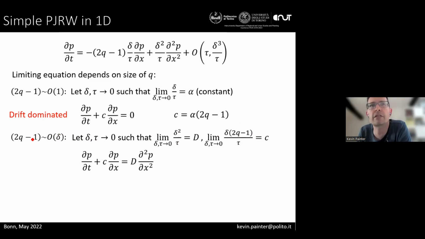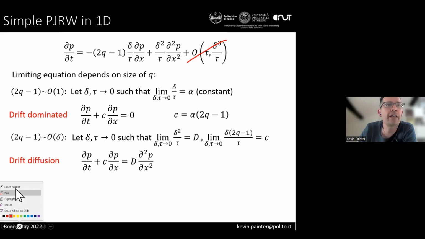Because we've got that 2q minus 1 is of order delta, these are both going to be a similar order. These will all disappear as before. And then in this sort of limit, we get a drift diffusion equation. So that's my drift diffusion approximation.